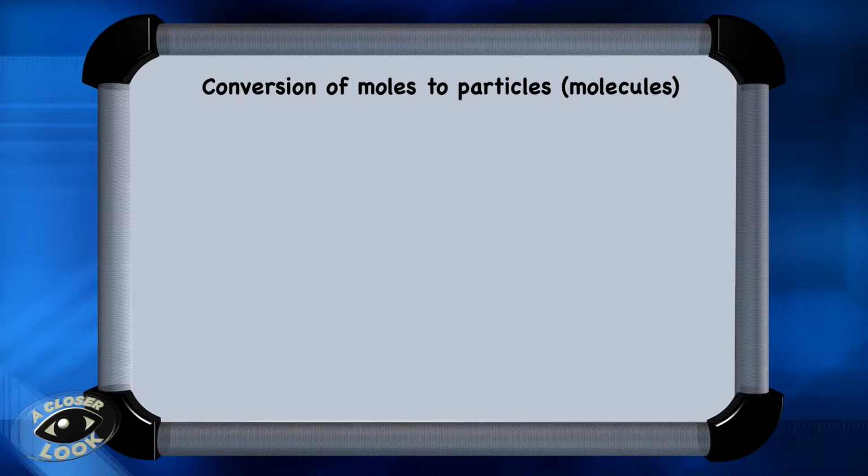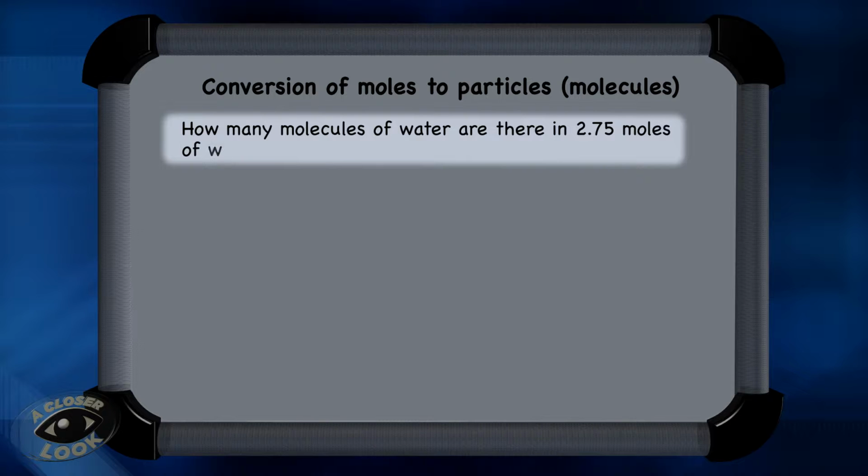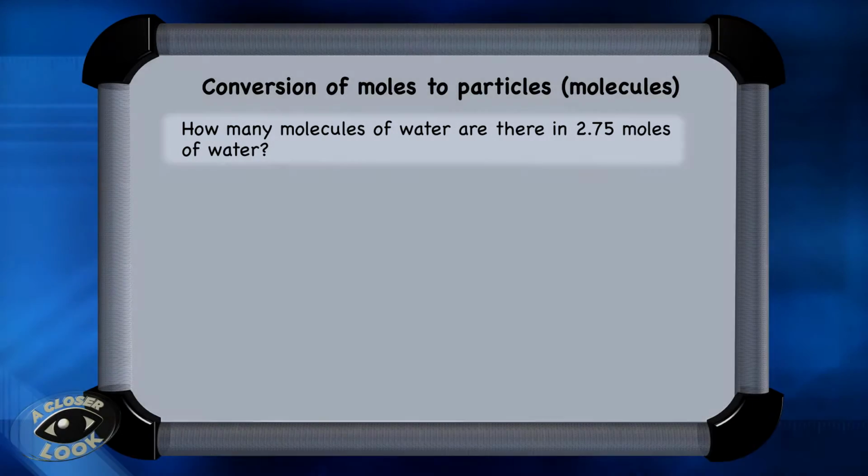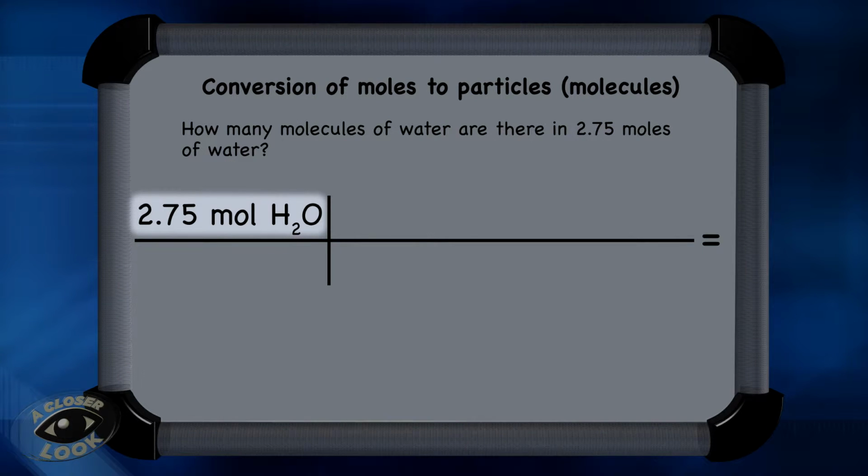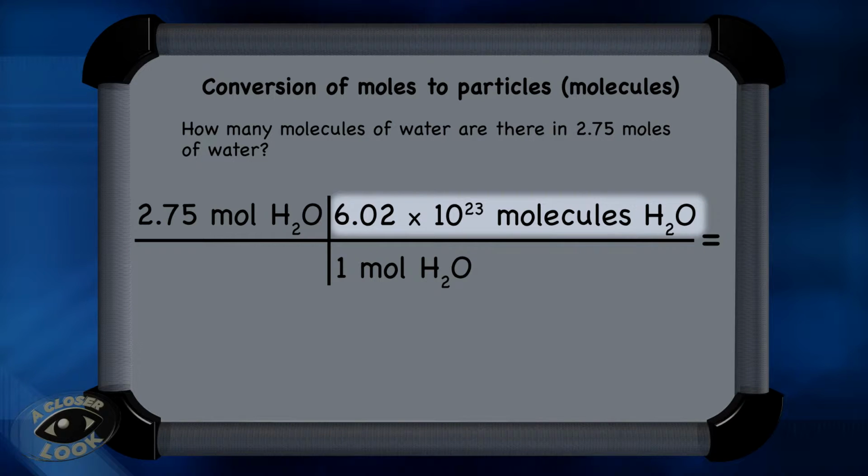This next problem involves converting from moles to molecules of water. How many molecules of water are there in 2.75 moles of water? Since molecules are very small, they are considered representative particles, so solve this problem in a similar way to the last one. Take what's given, 2.75 moles of water, put that in the upper left-hand corner of the conversion chart, bring down the unit, moles of water, in the denominator of the second column, and 1 mole of water is the same thing as 6.02 times 10 to the 23rd molecules of water.